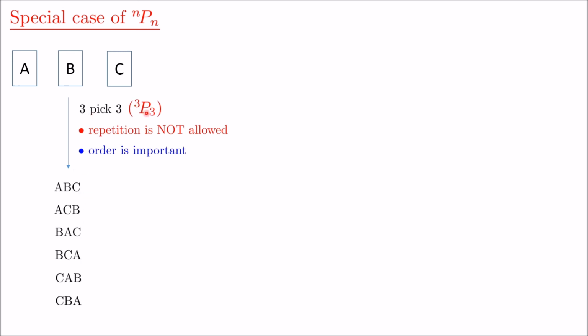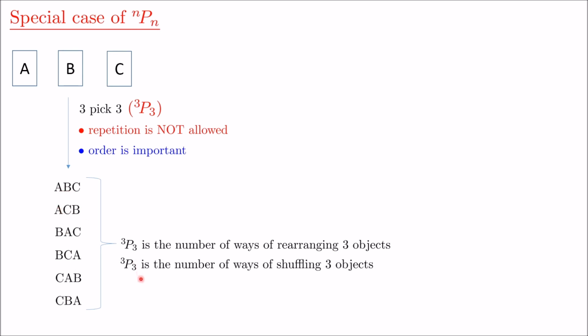So here is 3P3, and here's a listing of all the outcomes. You can see that if you list all the outcomes of 3P3, it's basically asking how many ways you can rearrange 3 objects. I'm just taking all 3 objects and looking at all the ways that I can shuffle and rearrange them. So 3P3 is the number of ways of arranging or shuffling 3 objects. This phrasing of shuffling 3 objects will come up a lot in this topic.